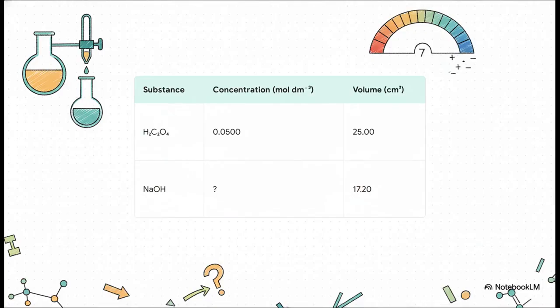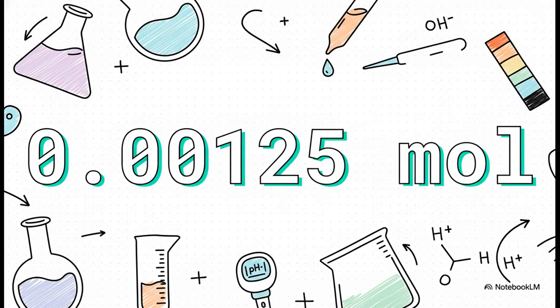Pro tip: the very first thing you should do in any calculation problem is get your data organized. Just lay it all out nice and clear. We've got all the info for the acid. For the sodium hydroxide, we have the volume, but that concentration is a big question mark. That's our target.